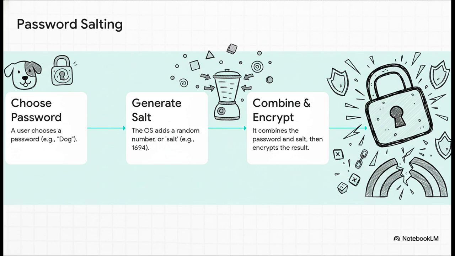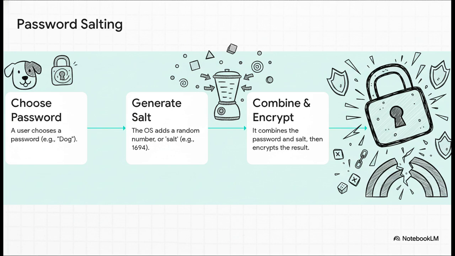And the OS isn't just a passive wall, it uses some really clever techniques to protect you. For example, when you set a password, let's say dog, it doesn't just encrypt the word dog. No, first it generates a random number called a salt and adds it to your password. Then it encrypts the result. It's such a simple step, but it makes it way harder for attackers to crack your password using pre-computed lists of common ones.